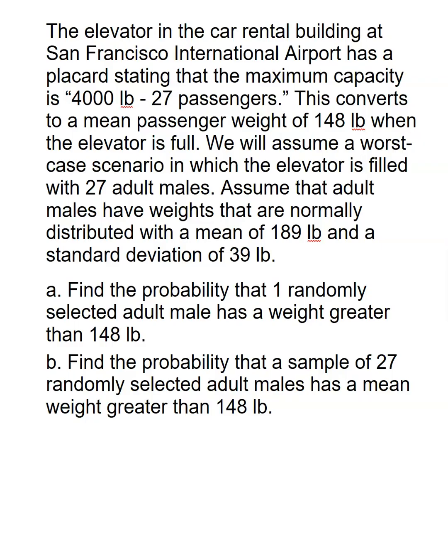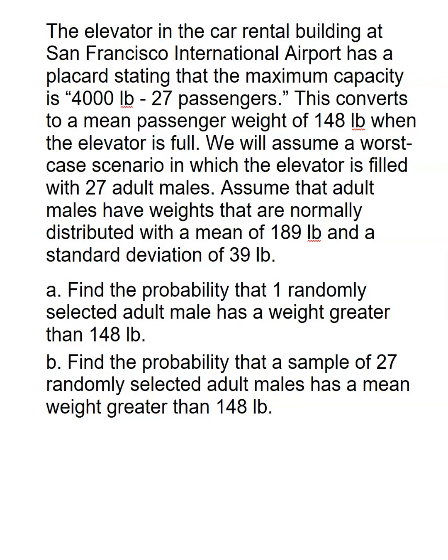And assume that these adult males have weights that are normally distributed with a mean of 189 pounds and a standard deviation of 39 pounds. So on an average right there, they're 189 pounds. Again, we'll give or take 39 pounds being the standard deviation. A, find the probability that one randomly selected adult male has a weight greater than 148 pounds. And B, find the probability that a sample of 27 randomly selected adult males has a mean weight greater than 148 pounds. Let's come to A and B.